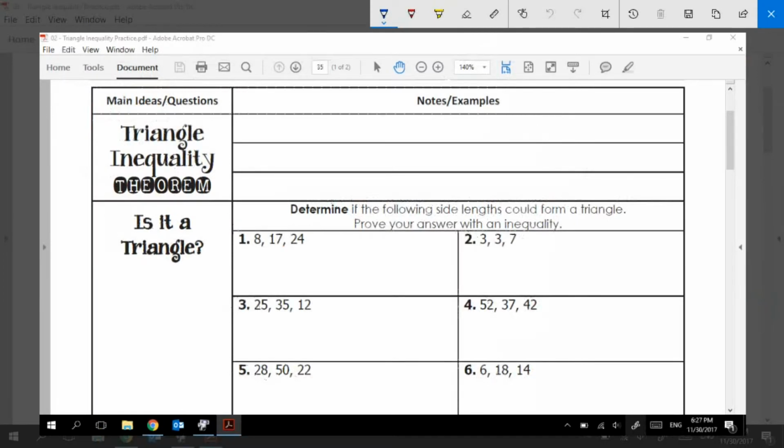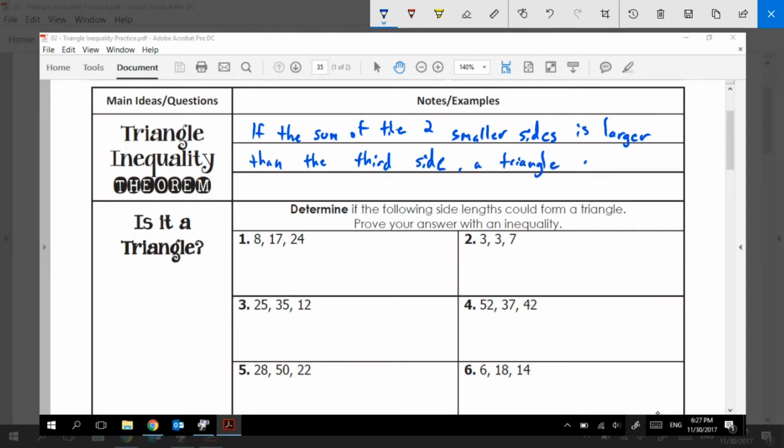So the triangle inequality theorem says, if the sum of the 2 smaller sides is larger than the third side, a triangle exists. Now let's take a look at this in practice.